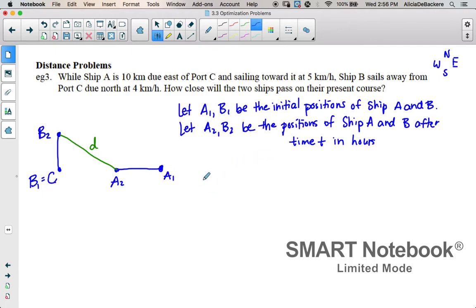So then the next thing I've added to my diagram. I've defined three sets of variables: initial positions, secondary positions, the time in hours, but there's also this variable d.